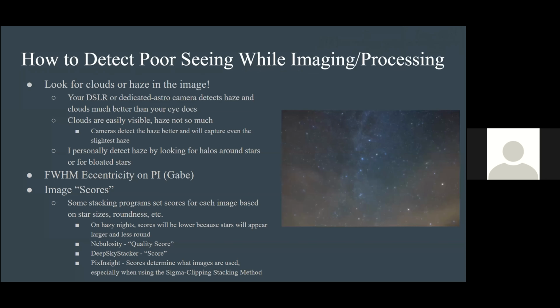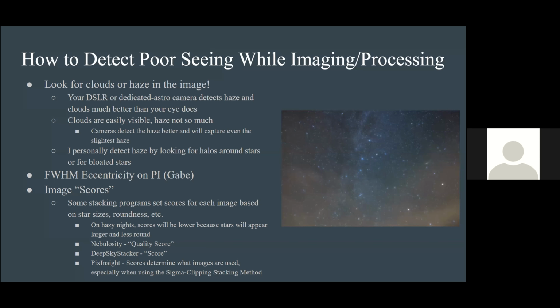So, how to detect poor seeing while imaging and also processing. You can obviously look for clouds or haze in the image. This is an image by Astro Backyard, and you can see there's some haze in the image. And actually, there's probably a little bit of light pollution, because you can see those clouds are quite orange. Your DSLR or dedicated astro camera detects haze and clouds much better than your eyes do.